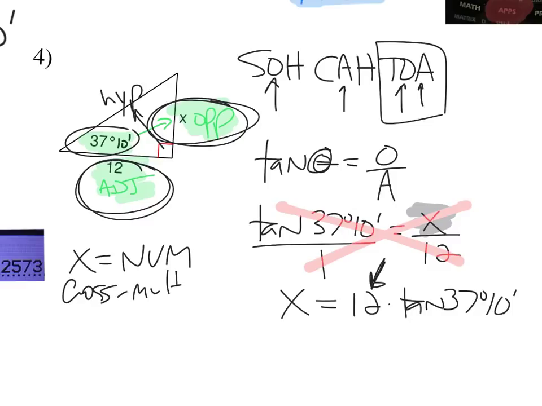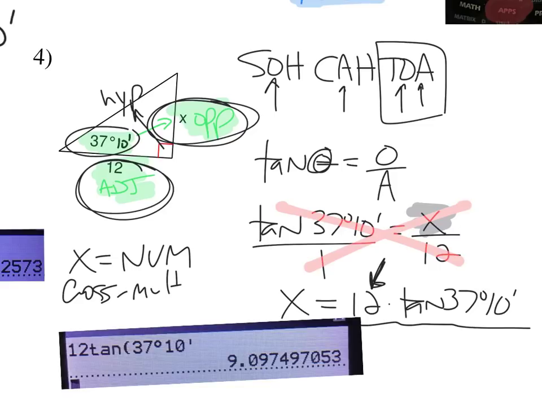Always type in the number before the trig function. So we're going to type in 12 times the tangent of 37 degrees and 10 minutes. We're going to round to the nearest tenth. So look at the second decimal place, it's 9. It's going to kick the 0 up to 1. So our answer is 9.1.